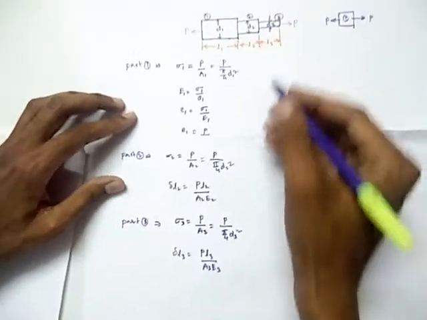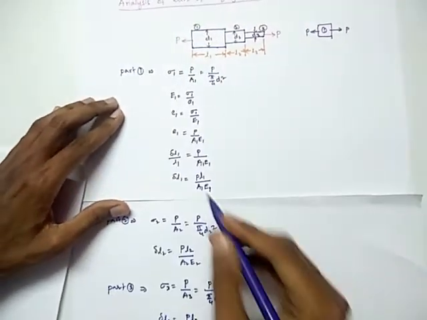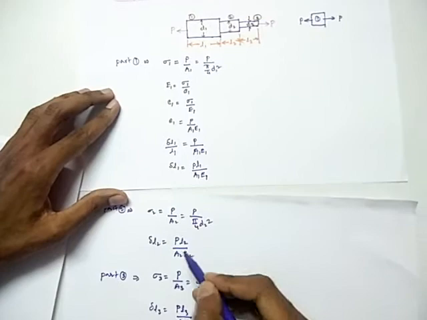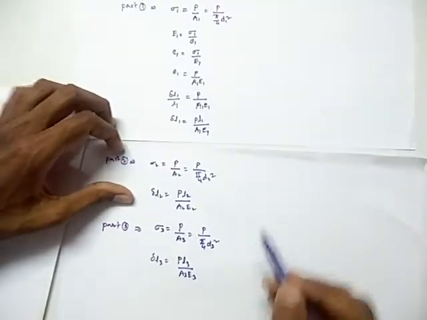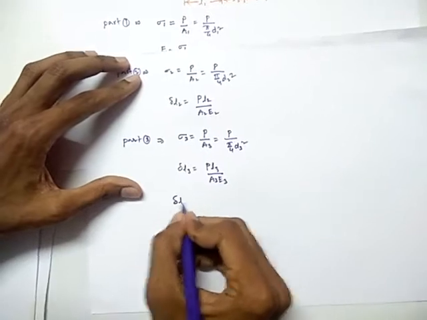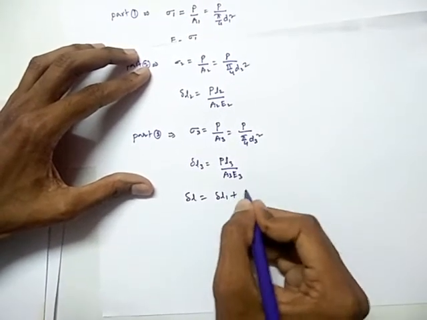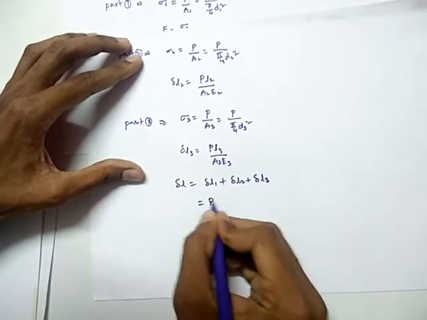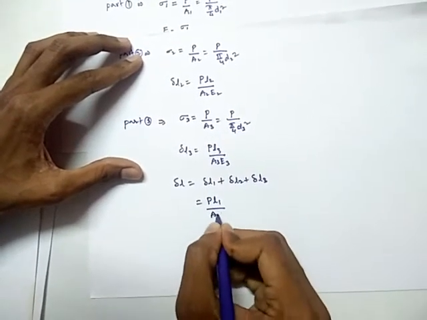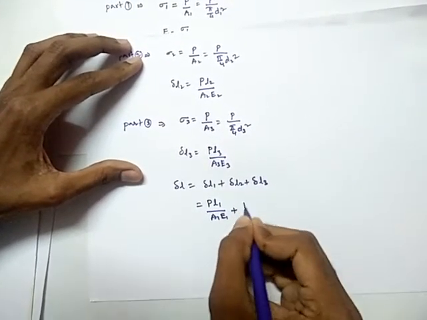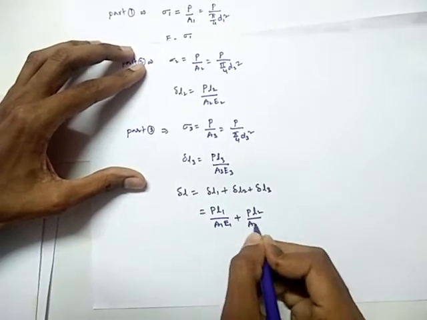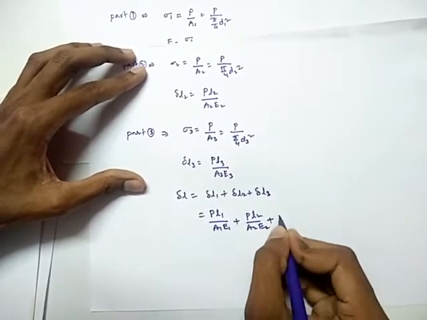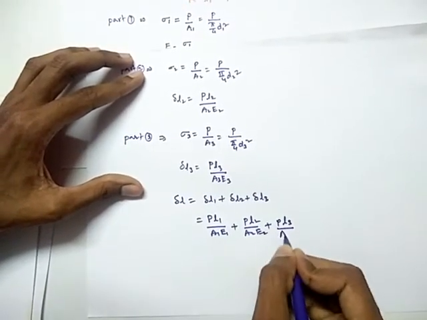If I want the total elongation of the bar, let us add all these elongations, delta L1, delta L2, delta L3, to get the total elongation of the bar. So delta L is equal to delta L1 plus delta L2 plus delta L3, and that is P into L1 by A1 E1 plus P into L2 by A2 E2 plus P into L3 by A3 E3.